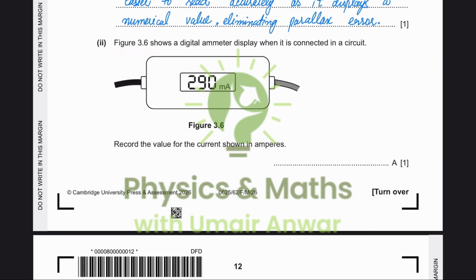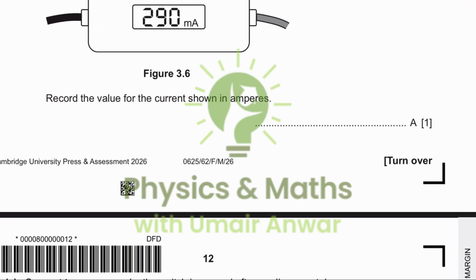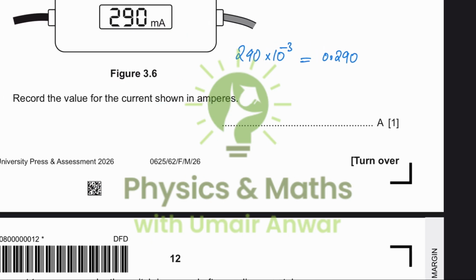Figure 3.6 shows a digital ammeter display which is connected in a circuit. 290 milliamperes is the reading. Read the value for the current shown in amperes. Okay, so in amperes, the 290 should be multiplied by 10 raised to minus 3, or divided by 10 raised to 3, and this will become 0.290 amperes.